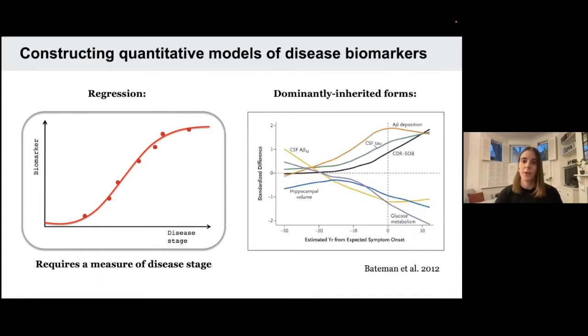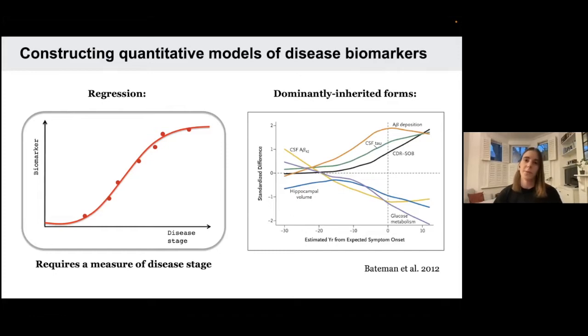In dominantly inherited Alzheimer's disease, we can do this quite well because we know that a child of a carrier has a 50% chance of inheriting the condition, and so we can estimate the time of symptom onset based on the parent's age of onset and use that as a time axis.